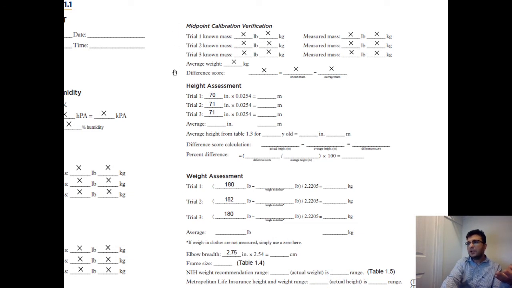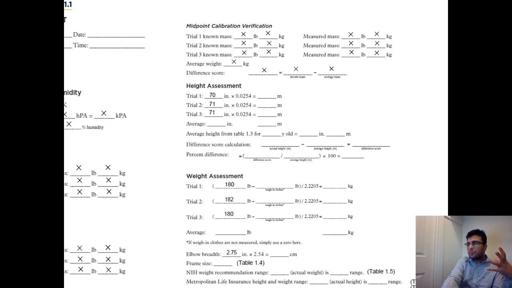Again, just ignore all this information and come directly to the height assessment. I have entered three made-up heights: 70, 71, 71. First you have to convert all three into meters, take an average of trial 1, 2, and 3, put it here, and then convert it into meters.